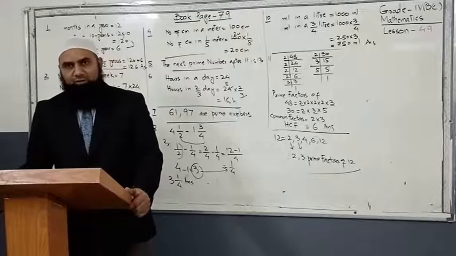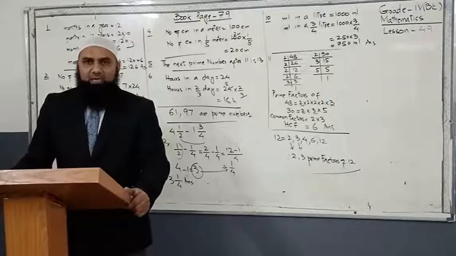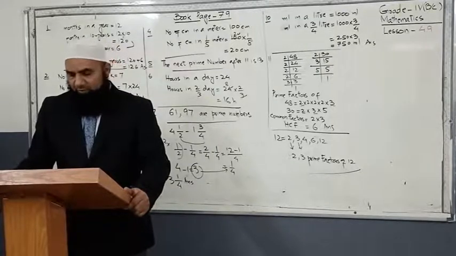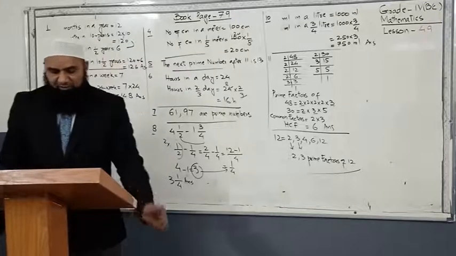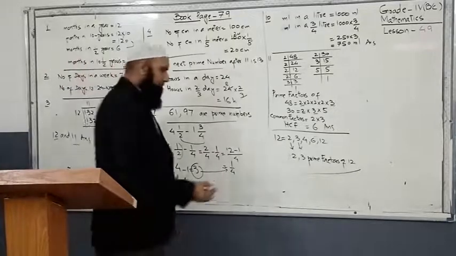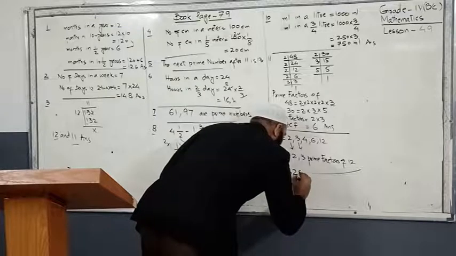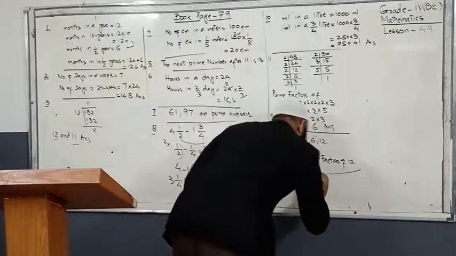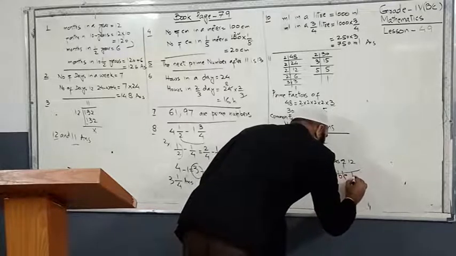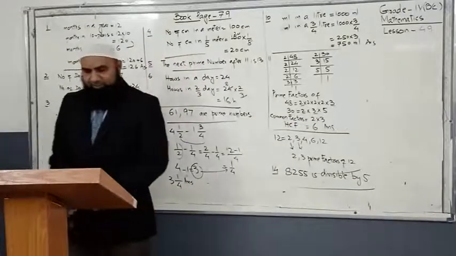8255. The last digit is 5. So any term which has last digit 0 or 5 is divisible by 5. So 8255 is divisible by 5. This was question number 14.